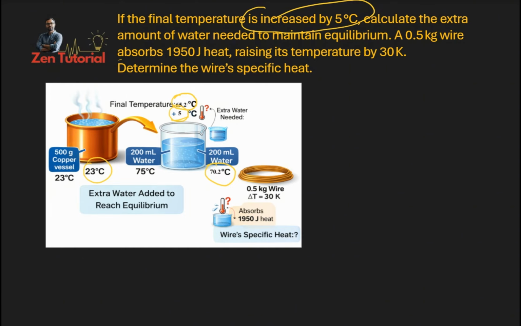It means that in the very first question, the mixing temperature or final temperature was 65.2 degrees Celsius. Now 5 more degrees Celsius need to be added, so the final temperature is now 72 degrees Celsius. Before, it was 200 milliliter of water. Now the extra amount of water to be added to maintain the equilibrium has to be calculated. Indeed, the final temperature increased by 5 degrees Celsius, so the temperature is 70.2 degrees Celsius.